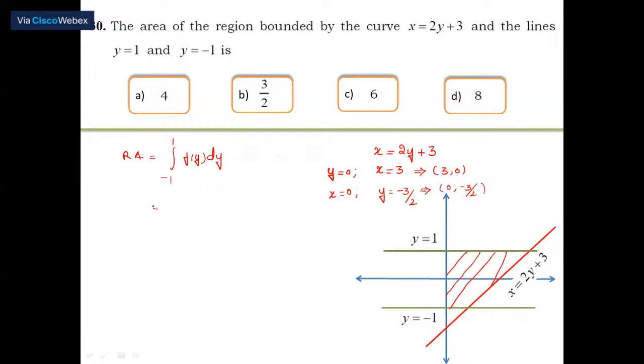And our f of y from this equation, x is 2y plus 3. So it's x into dy or f of y into dy. So it's integration of 2y plus 3 between the limits minus 1 and plus 1. This integration part you people can handle.